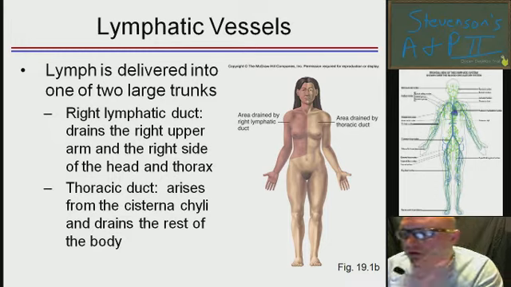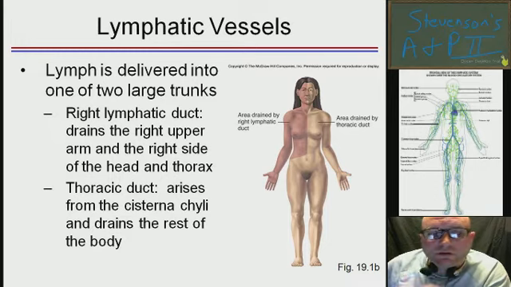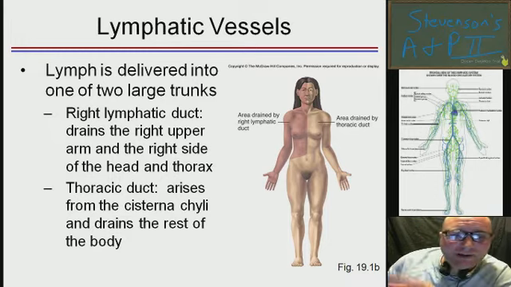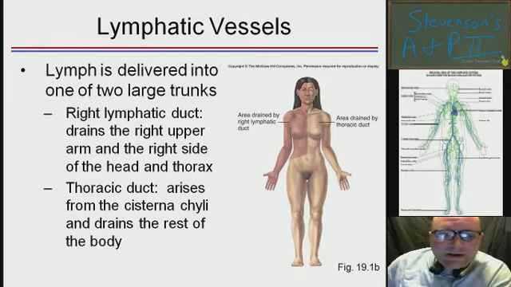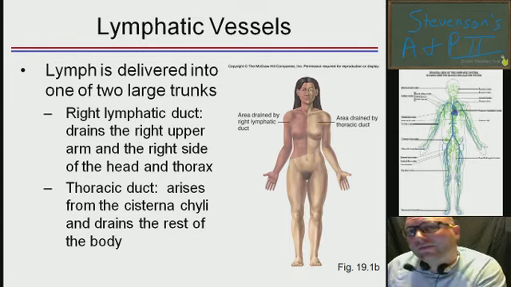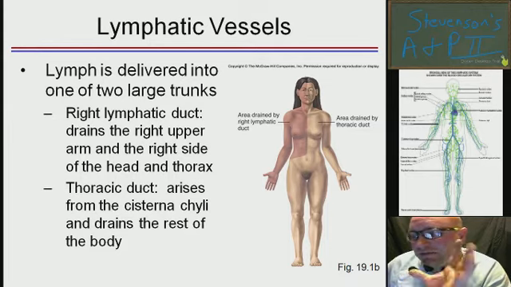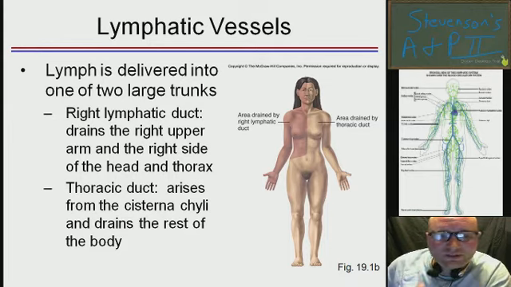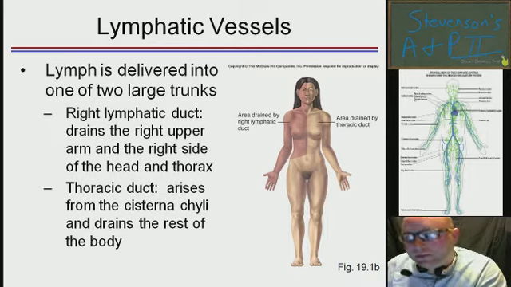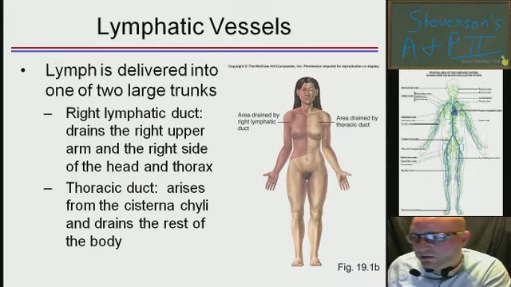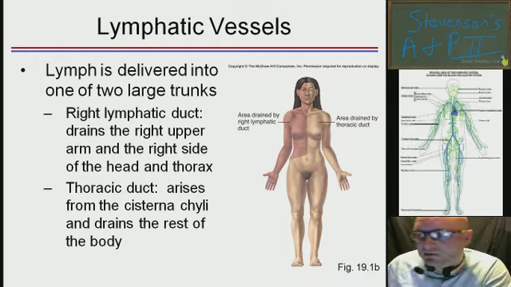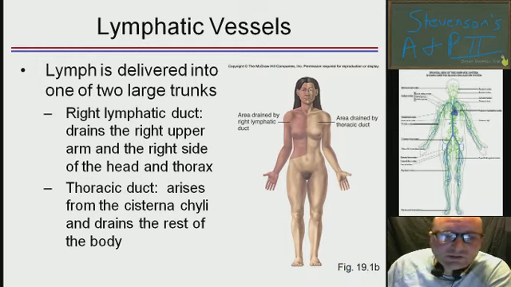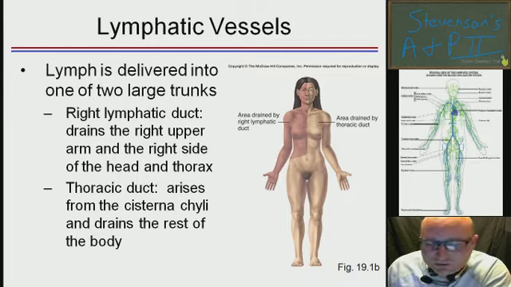Lymph is delivered into one of two large trunks. Either the right lymphatic duct, which drains the right upper arm and the right side of the head and thorax, or the thoracic duct. The thoracic duct simply arises from the cisterna chyli and drains the rest of the body. So you've got the one that's draining only the right side of the head and your thorax, basically your chest region, the right lymphatic duct, where the thoracic duct does most of the rest of the body.